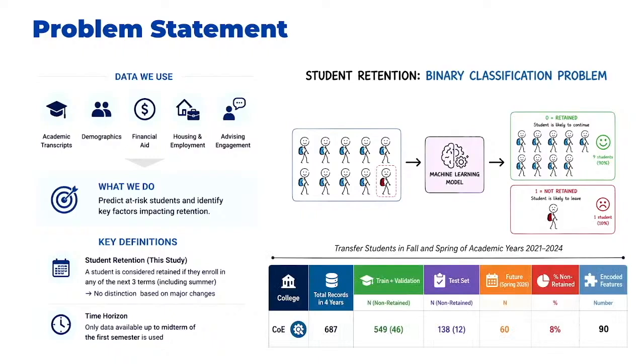The data set includes about 680 undergraduate transfer students to the College of Engineering. Out of this data set, 550 went to the training set, 140 to the test set, and you see the dropout of 8% in this data set. So compared to other data mining subsets, it's a very small data set, highly imbalanced, that adds a layer of complexity and challenge to the modeling.